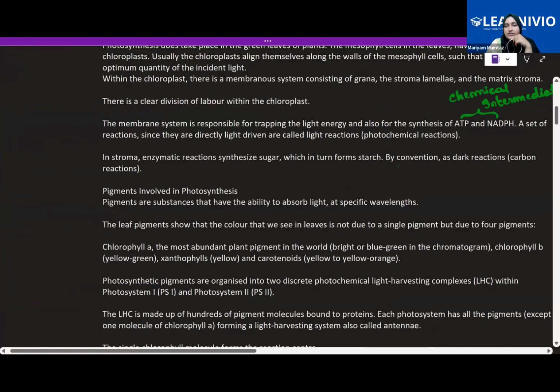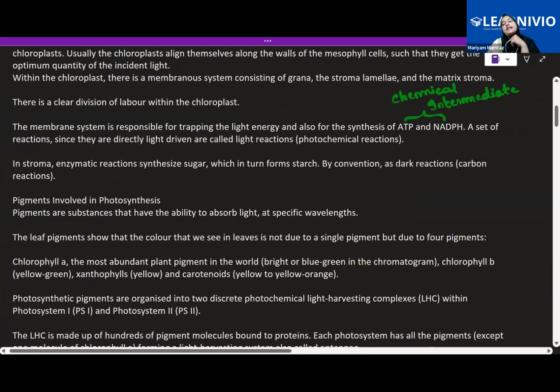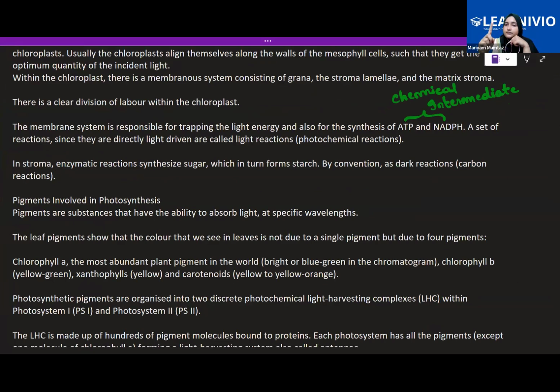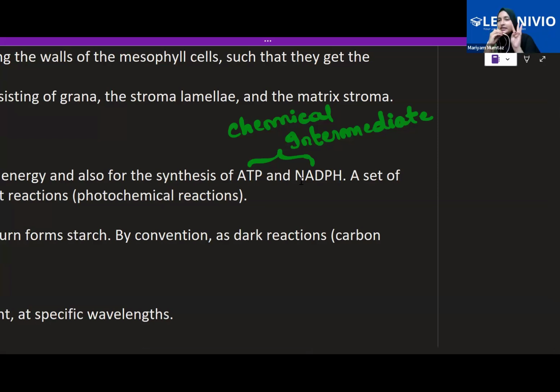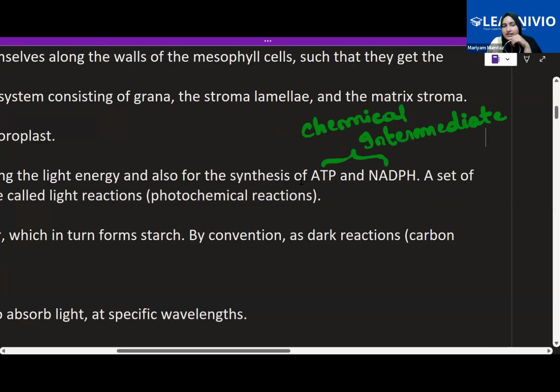Now, I told you that photosynthesis happens in two sets of reactions. Light reaction. What is NADPH? See, NADPH is a chemical intermediate just like ATP. It stands for nicotinamide adenine dinucleotide phosphate hydrogen. From every NADPH molecule, 3 ATP are synthesized. So it's like a chemical intermediate which will provide energy for the process of photosynthesis.